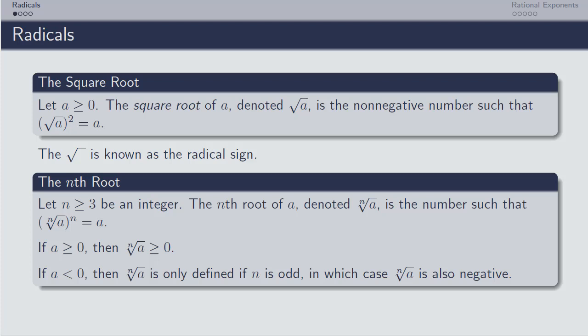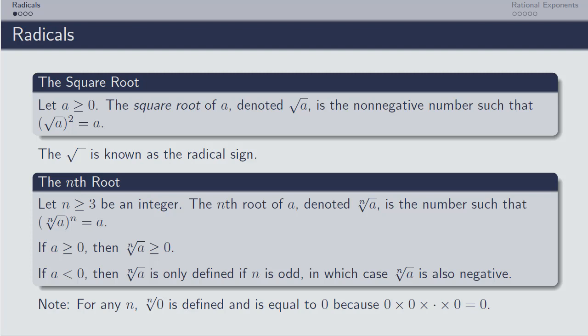If a is greater than or equal to 0, then the nth root of a is also greater than or equal to 0. If a is negative, we have to be careful about this. If a is negative, the nth root of a is only defined if n is odd, and in that case, the nth root of a is also negative. We will talk more about this in just a second.